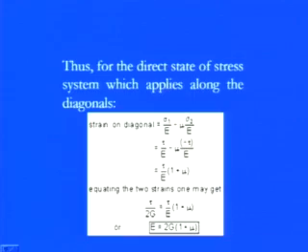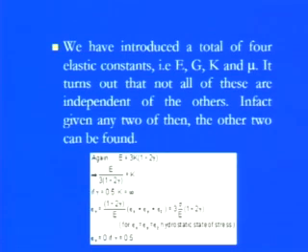By keeping those values we can get the other value. So this is the relation 1. Now we have introduced a total of 4 elastic constants: E, G, K and mu. Rather, I should say that not all of E, G and mu are independent of each other; in fact, any 2 or 3 of them can be easily dependent on each other.